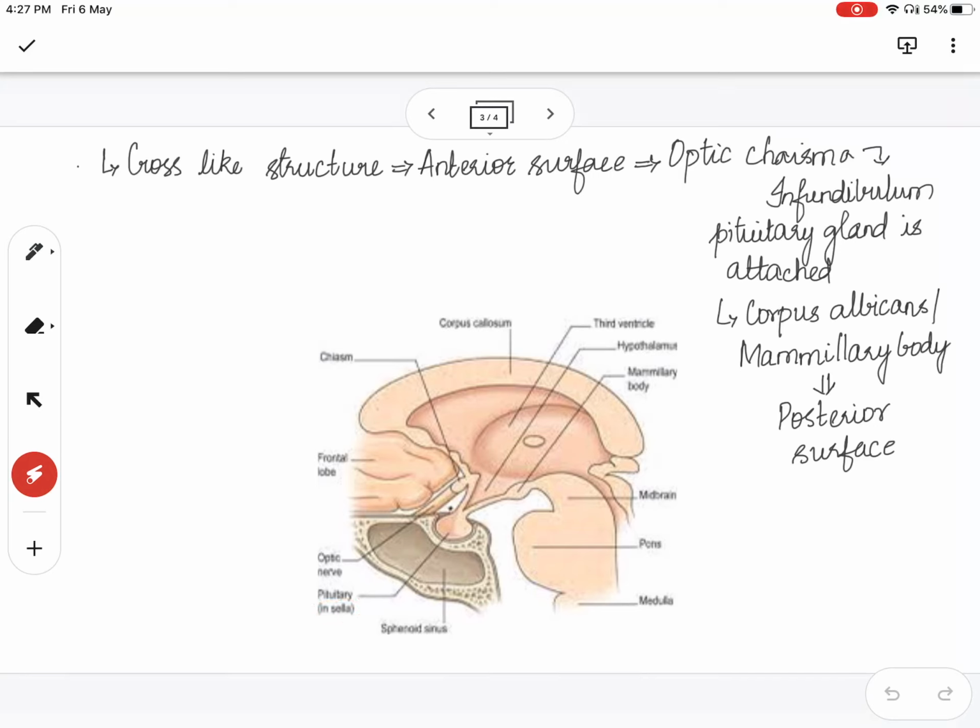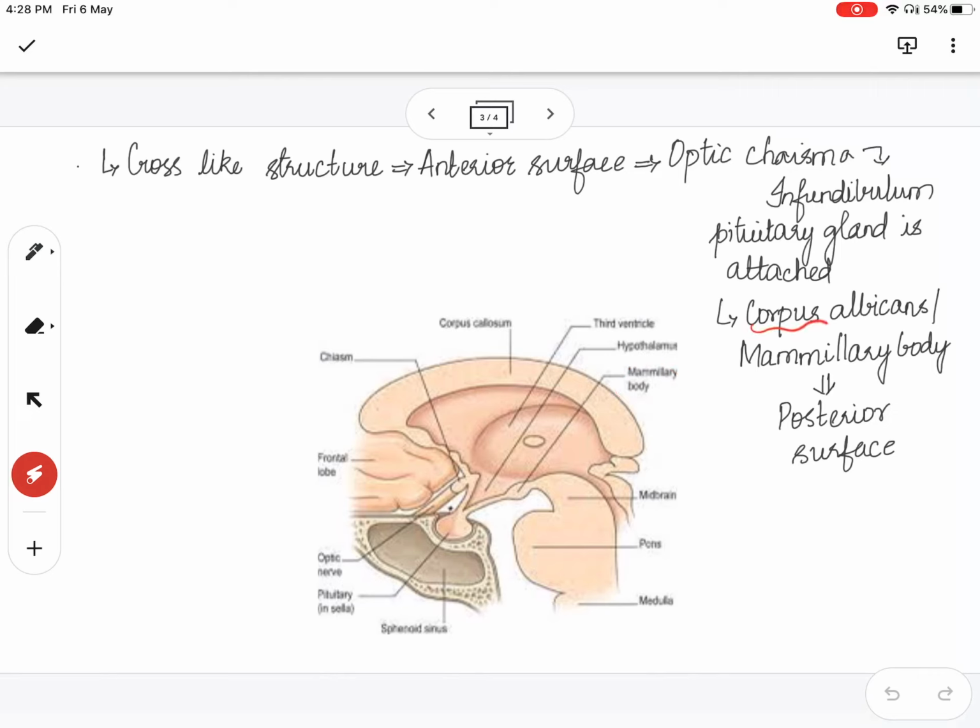I'll be explaining all these things in detail in some of the other videos. But for now, just understand a cross-like structure is present on the anterior surface, and that is called the optic chiasma. Apart from that, the anterior surface has the optic chiasma, and the posterior surface has a structure called the mammillary body. If you can see over here, this is our anterior structure and this will be our posterior structure. The posterior structure of the hypothalamus has the mammillary body. This is the hypothalamus, anteriorly the optic chiasma, posteriorly the mammillary body.